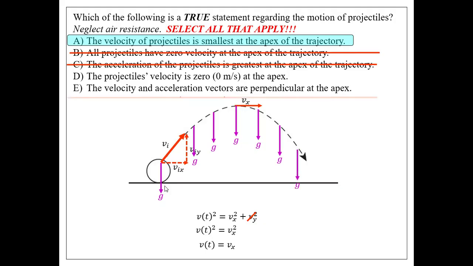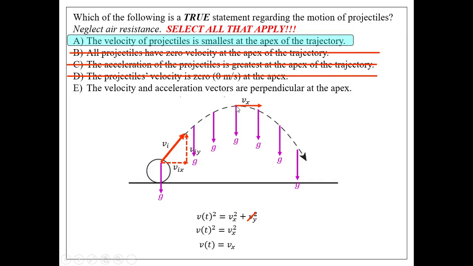Okay, so cross D out. Why? Because the velocity is not 0 at the apex. The velocity is Vx at the apex. E says the velocity and acceleration vectors are perpendicular at the apex, which is true.